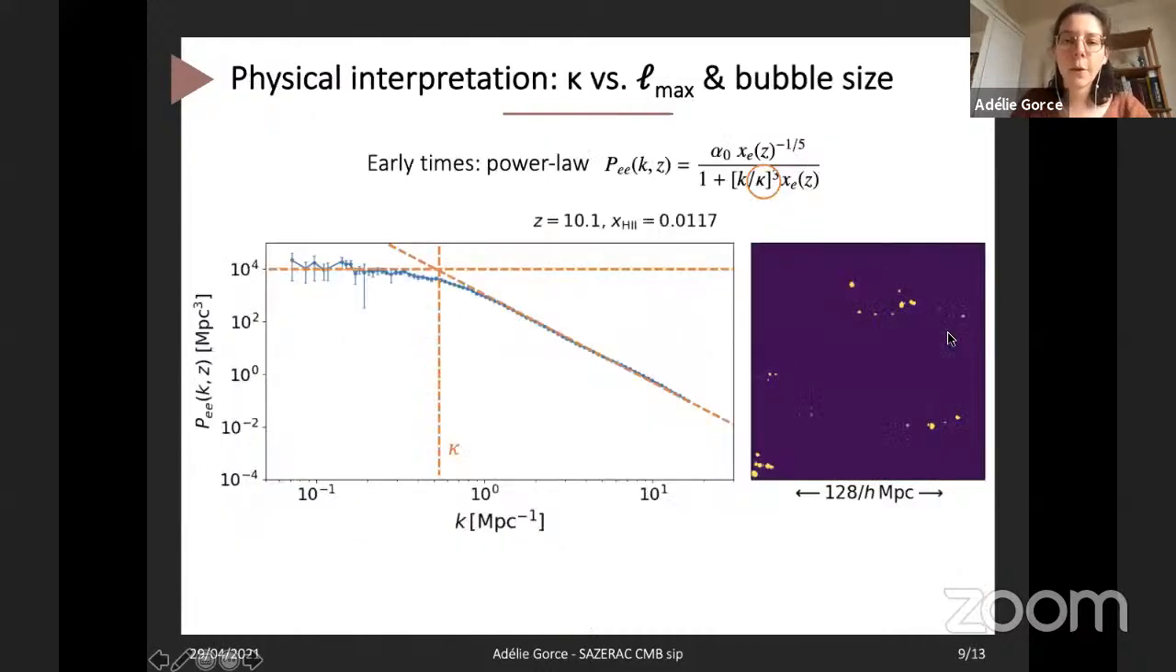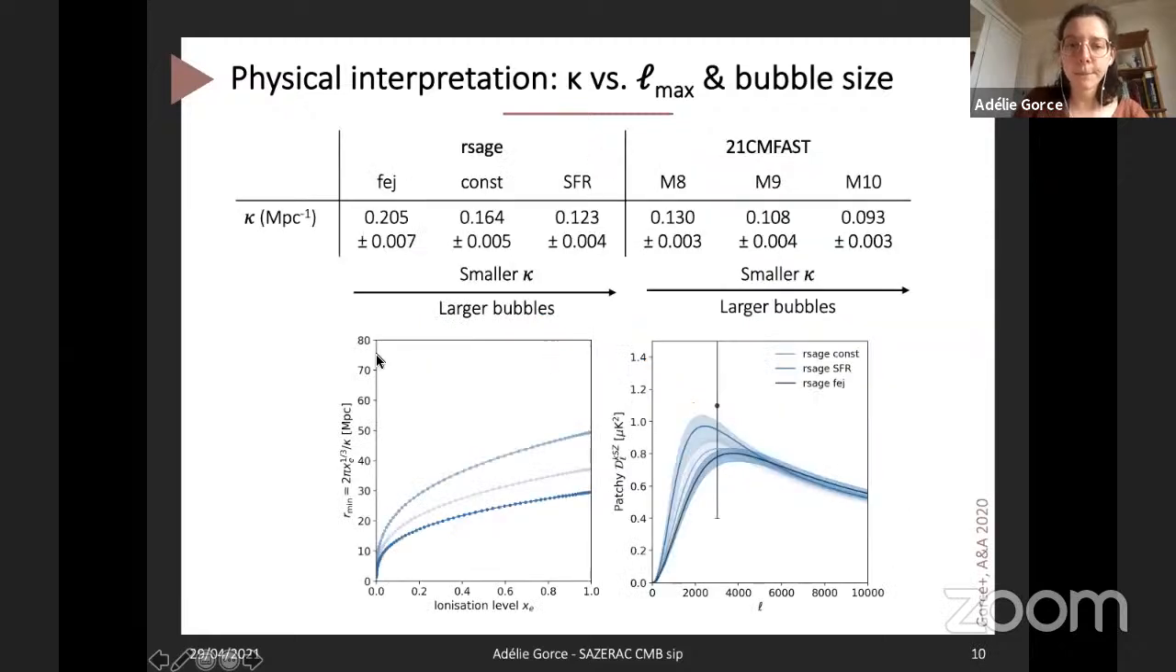So then our question was, we have parameters that we now know can describe the KSZ power from a simulation pretty well, but how can we relate them to the physics and morphology of reionization? I mentioned first the kappa parameter, the frequency where the power spectrum decreases.